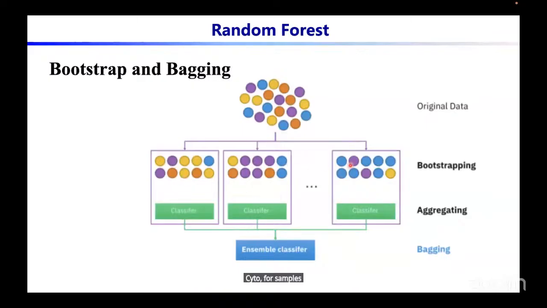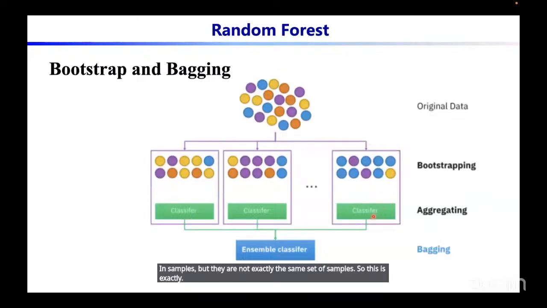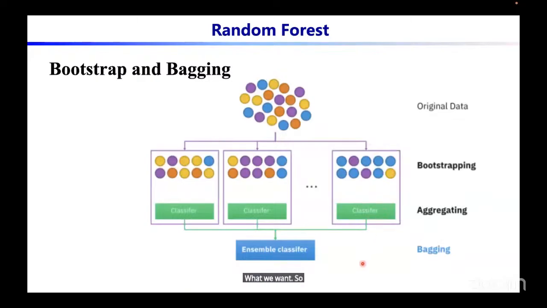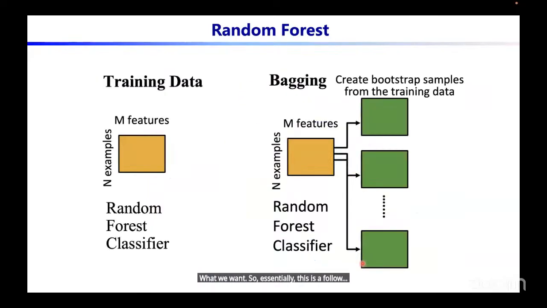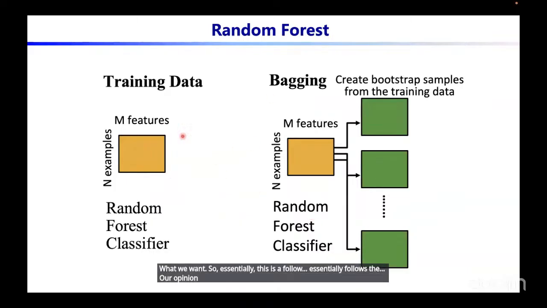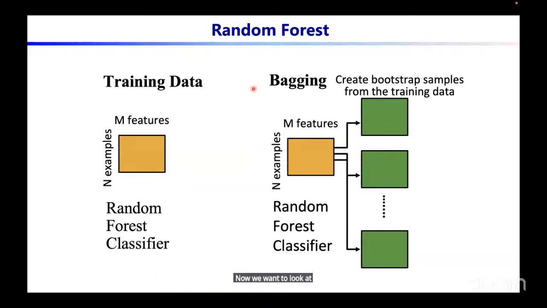So we can consider them as different models. They are overlapping in samples, but they are not exactly the same set of samples. So this is exactly what we want. Essentially, this follows the opinion poll strategy. Now we want to look at how a random forest model actually works.